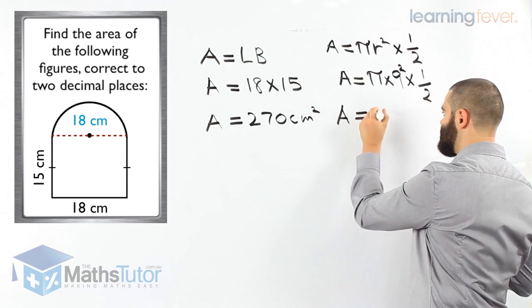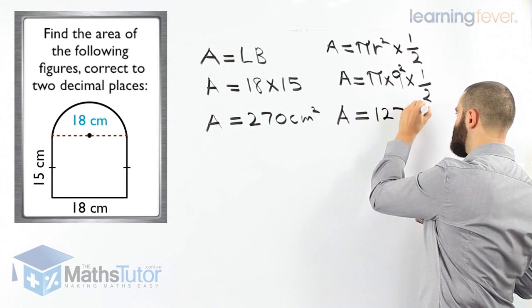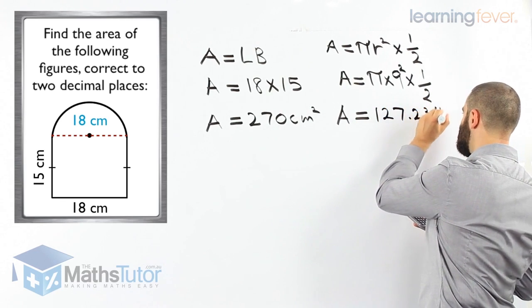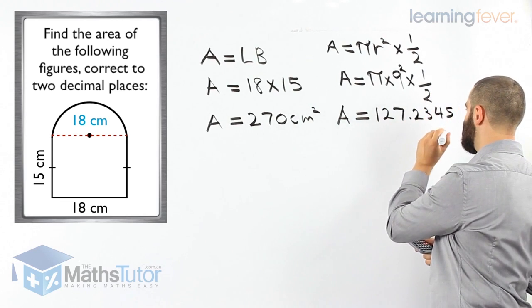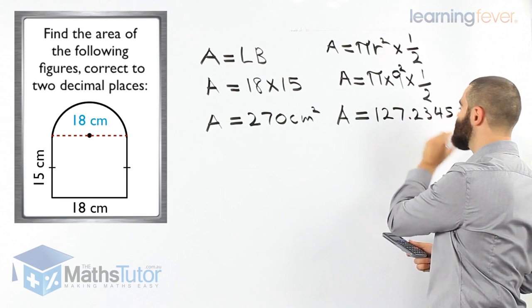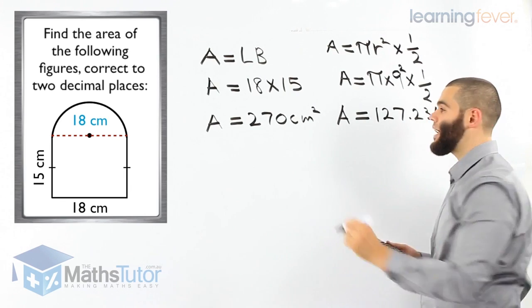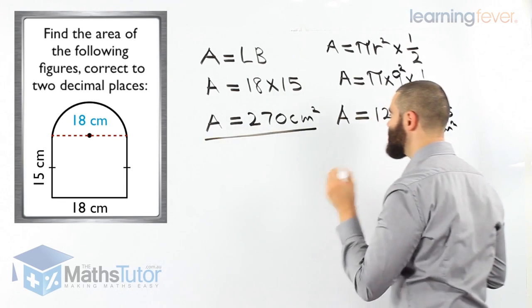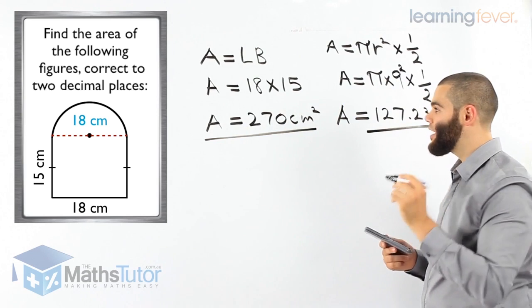The area of the semicircle is 127.2345, just to help you understand. And of course it's going to be in square centimeters. Now we're going to add the area of the rectangle to the area of the semicircle. Let's do that.